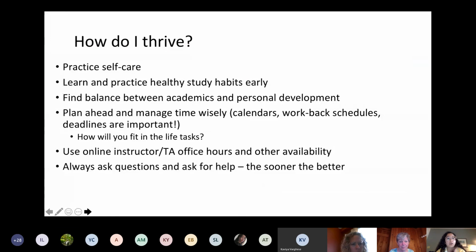And a couple tips for how you can thrive at University of Waterloo Science: like we already mentioned, practicing self-care, healthy study habits, getting those ready to go early, and then finding balance between academics and personal development. And a big theme that we've been mentioning during the whole presentation is your time management skills, having calendars out or any way that you organize yourself so that you know when all your midterms are, when all your exams are, so you're ready to go.